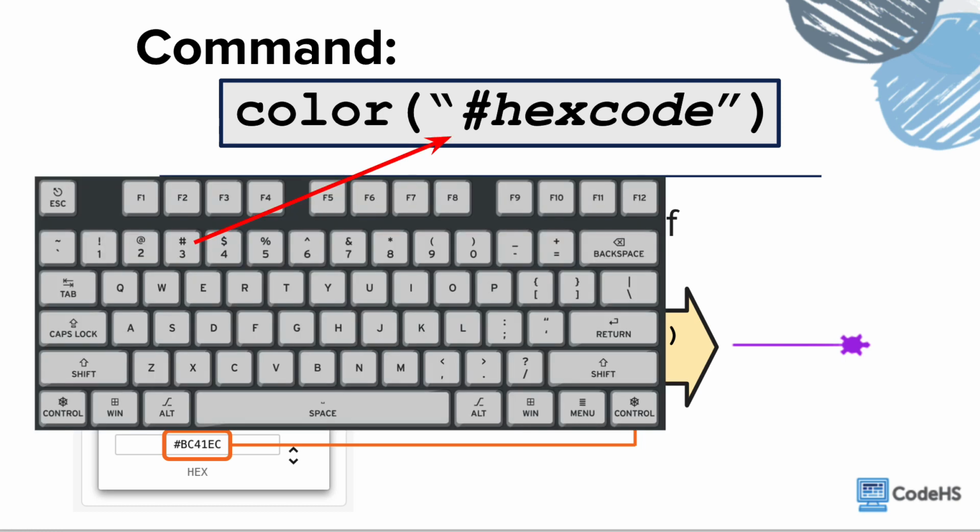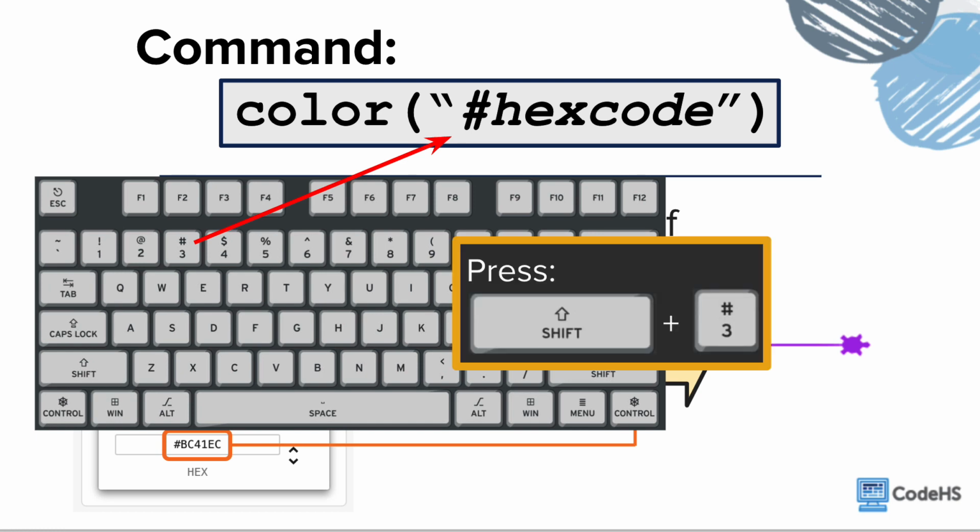We should be able to find the pound symbol above the number 3 on our keyboard. To type this symbol, hold down the Shift key and press this button. All right, now it's time to meet Sally and her friends.